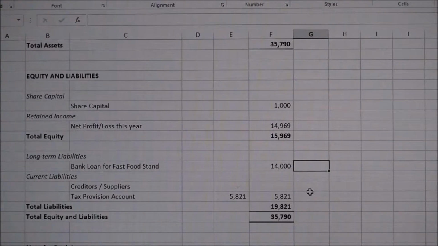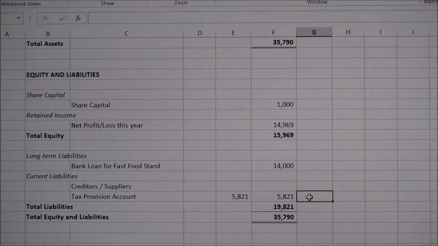Current liabilities: we fortunately in this example have only our tax liability that we have to pay to SARS, and that amounted to 5,821 Rand. If you can recall, companies pay 28% tax on any profits made, which needs to be paid to SARS. So we have a provision of 5,821 Rand. Let me just refresh your memory as to how we calculated this tax provision amount of 5,821 Rand.